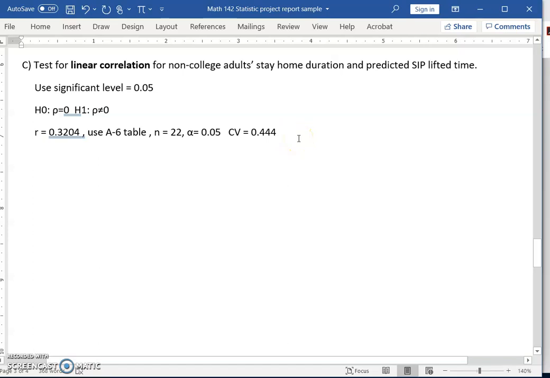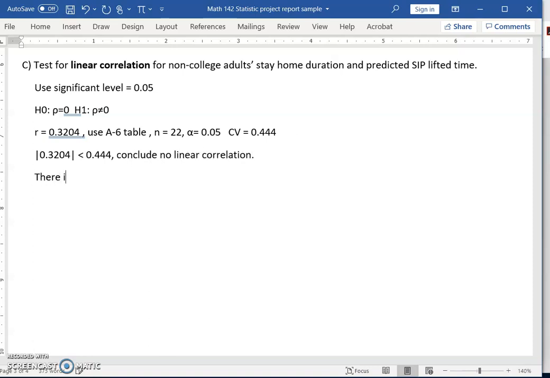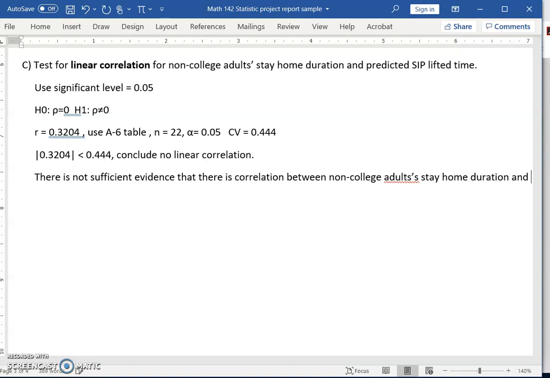So is it greater? No, the absolute value of 0.3204 is less than 0.444. So we conclude no linear correlation. There is not sufficient evidence. That means the sample does not show enough evidence that there is correlation between non-college adults' stay-home duration and predicted shelter-in-place lifted time. They are kind of quite related, but it doesn't exceed the threshold, so there is no correlation.